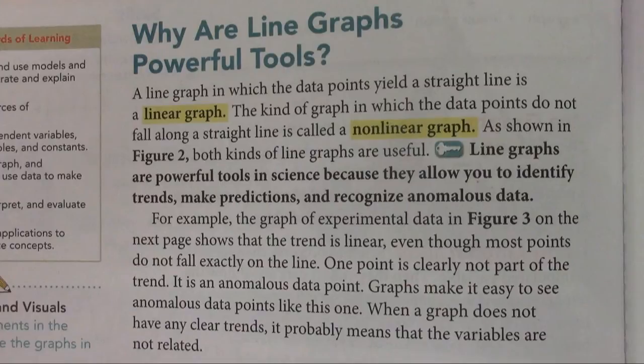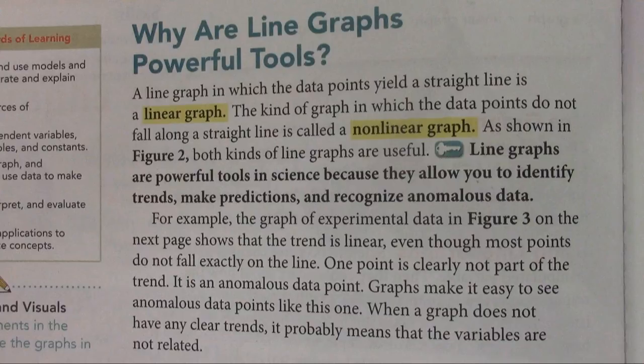Why are line graphs powerful tools? A line graph in which the data points yield a straight line is a linear graph. The kind of graph in which the data points do not follow along a straight line is called a nonlinear graph. As shown in Figure 2, both kinds of line graphs are useful. Line graphs are powerful tools in science because they allow you to identify trends, make predictions, and recognize anomalous data.